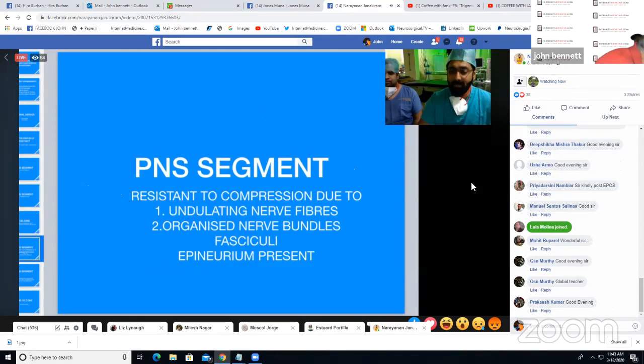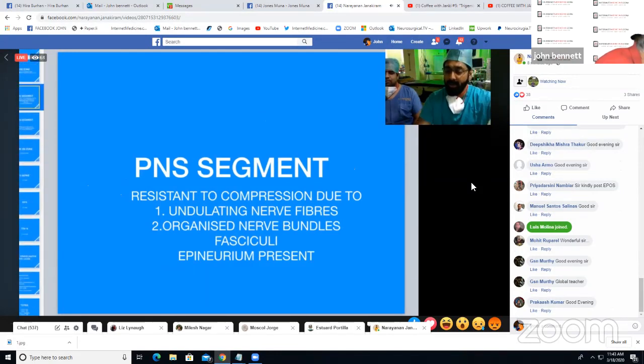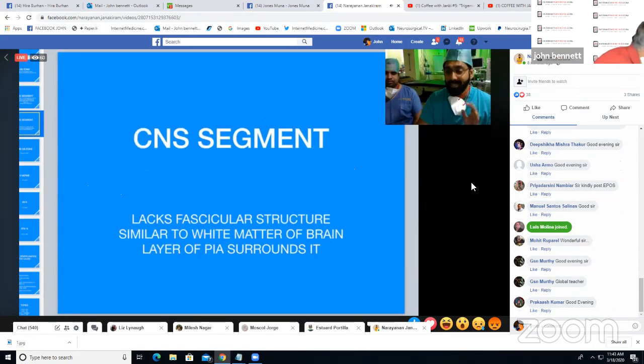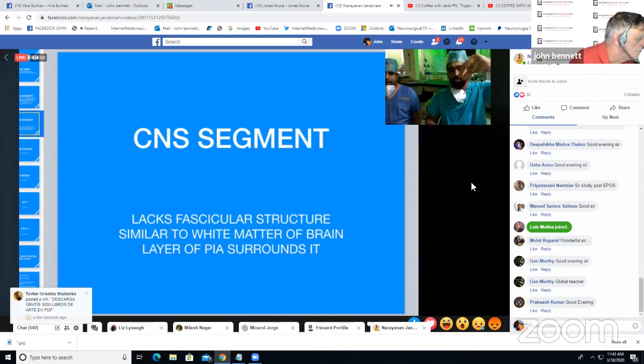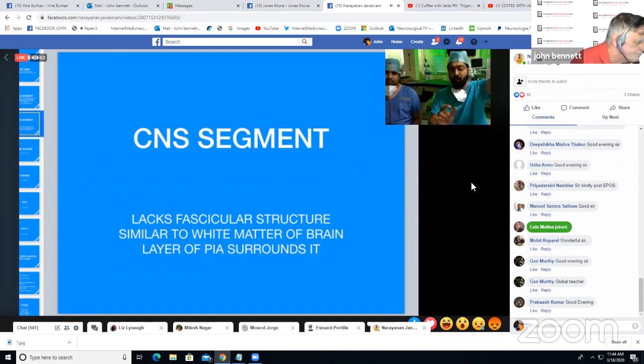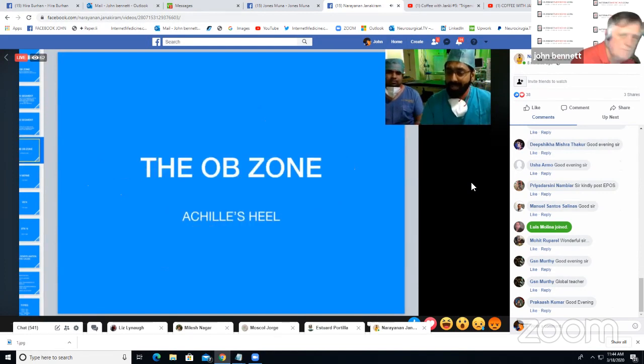The PNS segment of the cranial nerve is resistant to compression due to undulating nerve fibers, organized nerve bundles and fasciculi, and the epineurium is present there. Whereas the CNS segment lacks fascicular structure, similar to the white matter of the brain, and has a layer of pia surrounding it. So that is why you always look where the nerve is just emerging from the brain, that is the CNS segment. You should look for the vascular loop right at the root entry zone, the REZ, of the cranial nerve. Don't look for it far away, look for it close to the brain. The OR zone is what is called the Achilles heel.